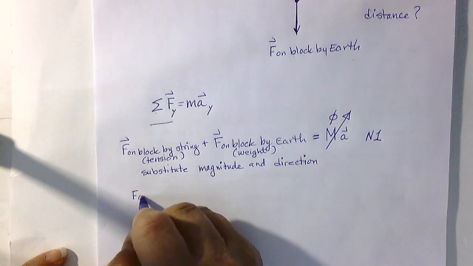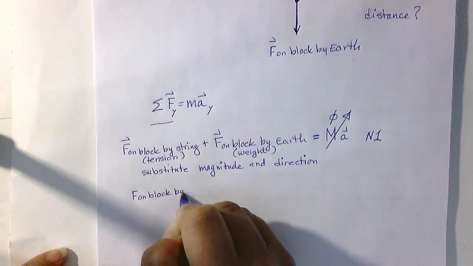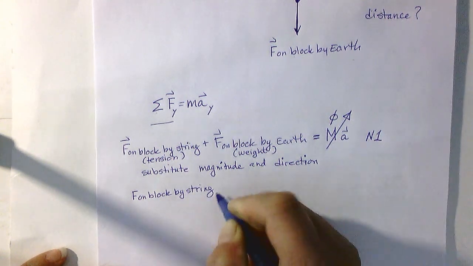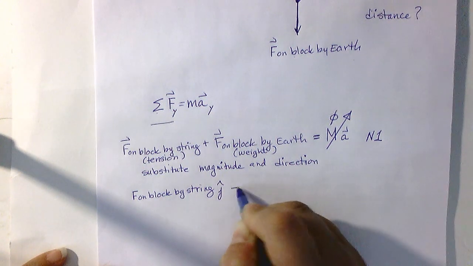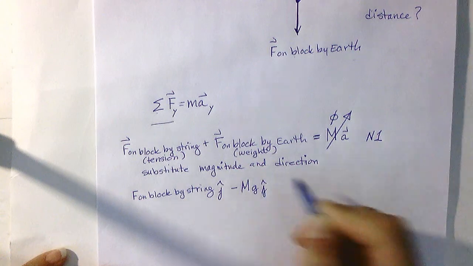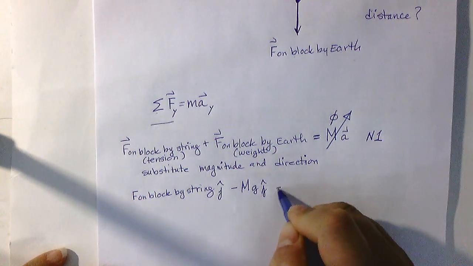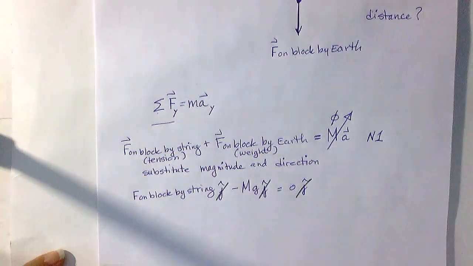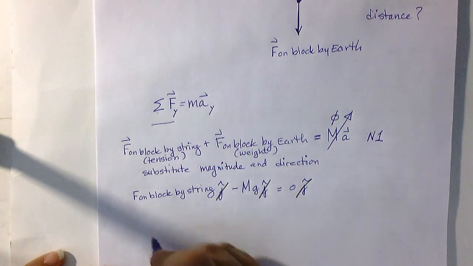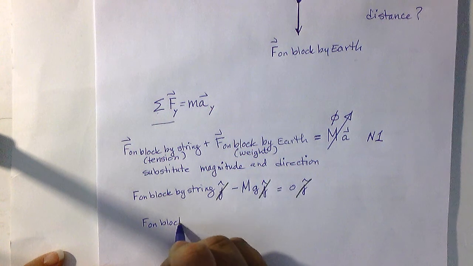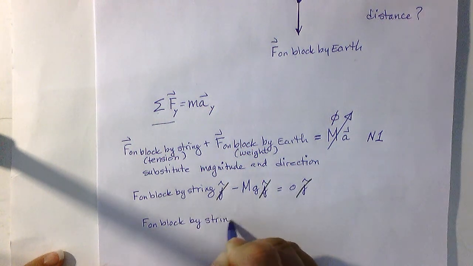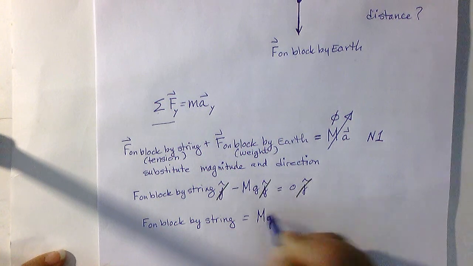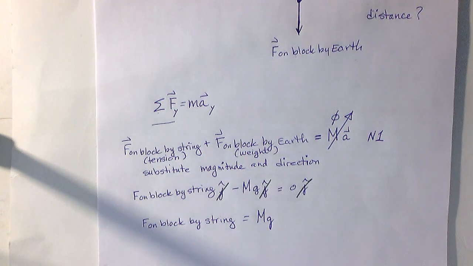Okay, so we end up with force on block by string, and it's going in the j hat direction, minus mg j hat, because that's going down, and that's equal to 0 j hat. Okay? Now, here's the neat thing. All these j hats, they cancel out from both sides. Okay? Now I'm going to add mg to both sides. So I end up with force on block by string is equal to mg, which just happens to be the magnitude of the weight.